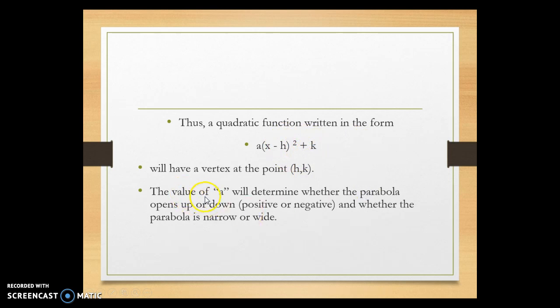The value of a will determine whether the parabola opens up or down, or whether it's skinny or wide. We've talked about that in the past too. When it's written in this form, it's just easier to find the vertex. Instead of doing negative b over 2a, we're going to have the vertex right away.